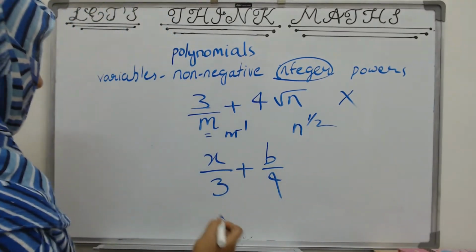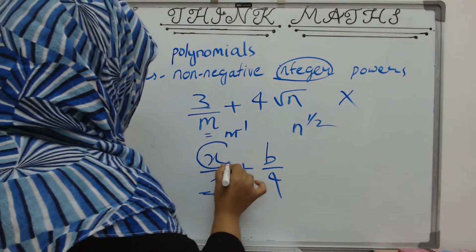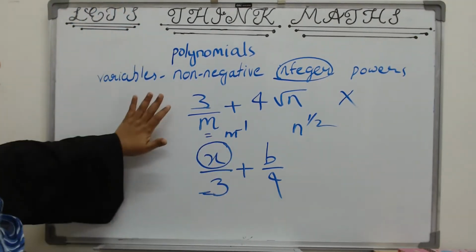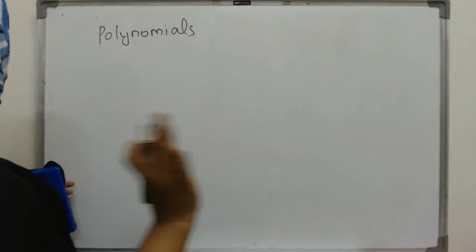No problem with this. Constants can come in the denominator. We are fine with that. But the variables need to have non-negative integer powers. So now we will go on to types of polynomials. Learn about 3 types of polynomials.